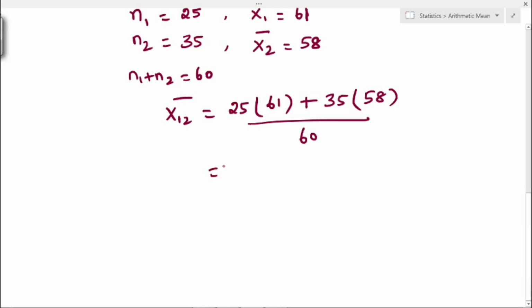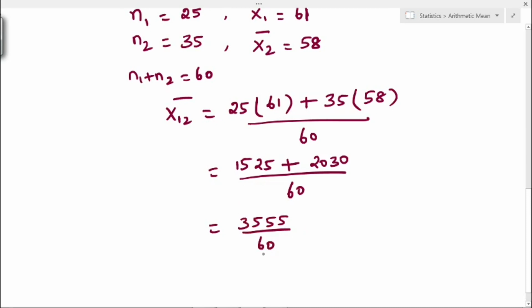If we multiply 25 into 61, you will get 1525, plus next we have to multiply 35 into 58. The answer is 2030, all divided by 60. Add these two values, and you will get 3555 divided by 60. So the answer is 59.25. This is the combined mean value of the two groups. Thank you.